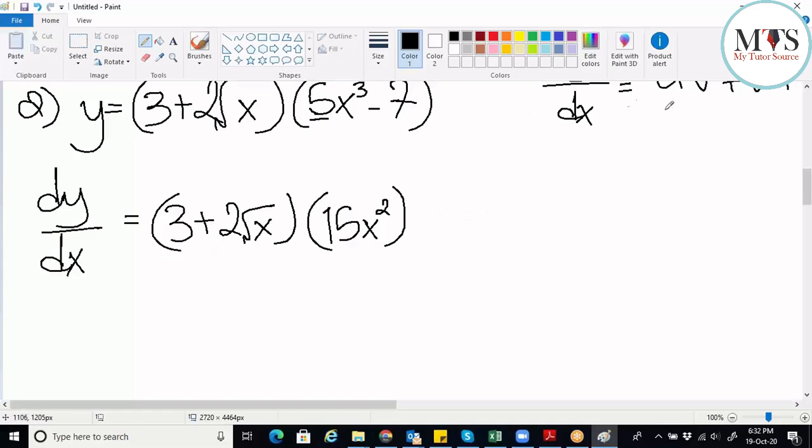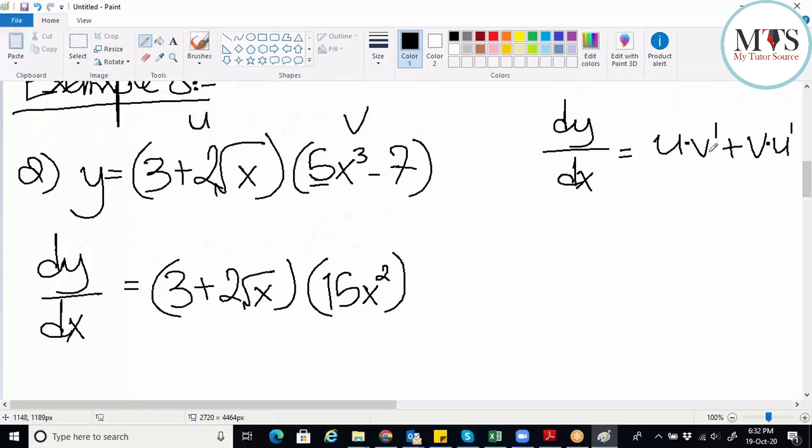Now, that was only the first part, u into v prime. Now we have to write v into u prime. So that's 5x cubed minus 7. And u prime is going to be the derivative of this. Over here, again, we can see that we have a constant. So this constant, when differentiated, will become 0. And we are left with 2 square root of x.